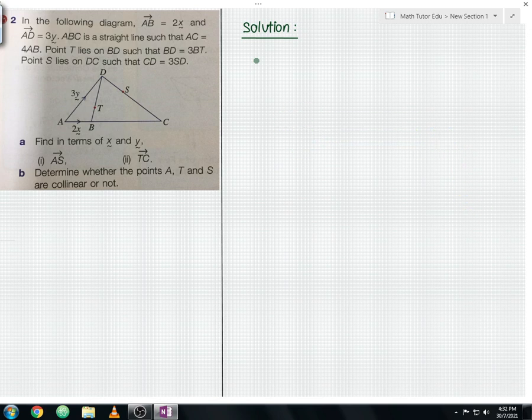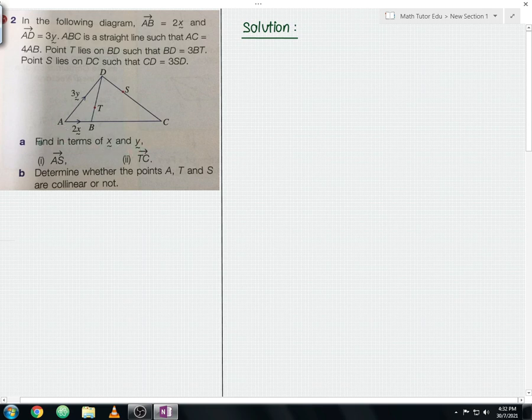Okay, let me read the question now. In the following diagram, vector AB is equals to 2x and vector AD is equals to 3y. ABC is a straight line such that AC is equals to 4AB. Point T lies on BD such that BD is equals to 3BT. Point S lies on DC such that CD is equals to 3SD. Okay, for the question part A, find in terms of component X and component Y.